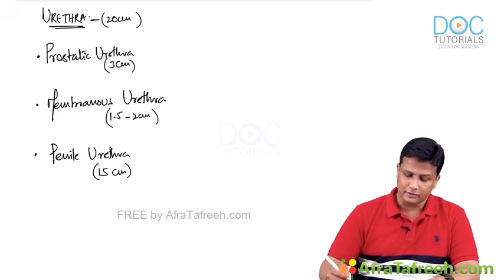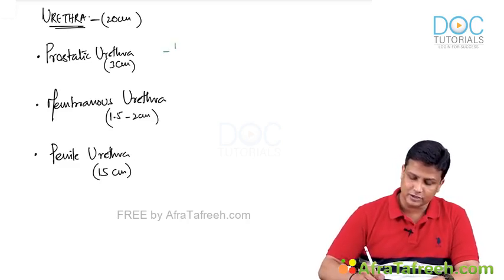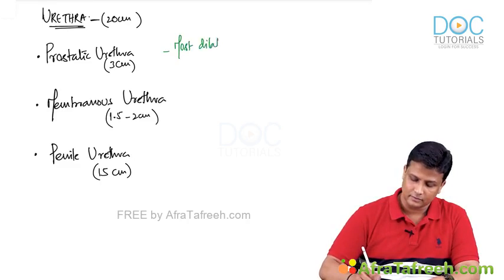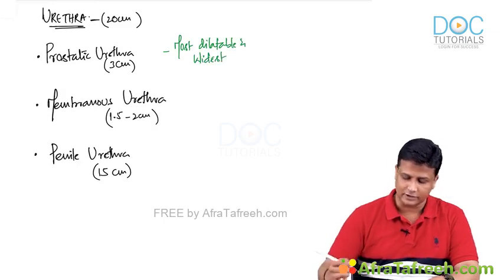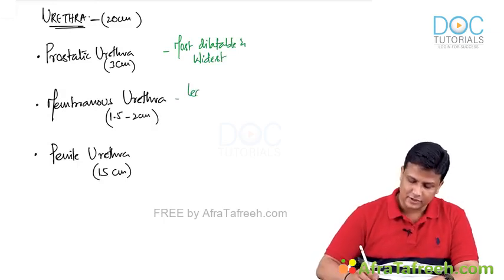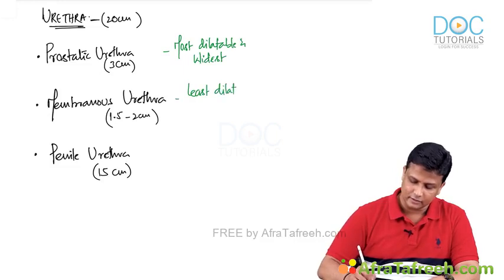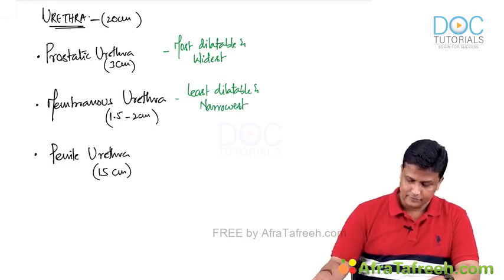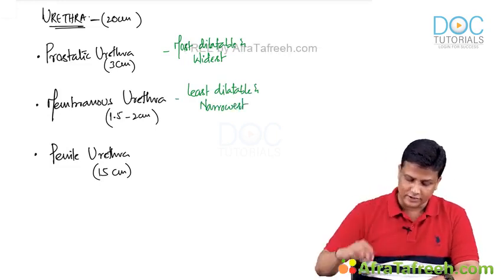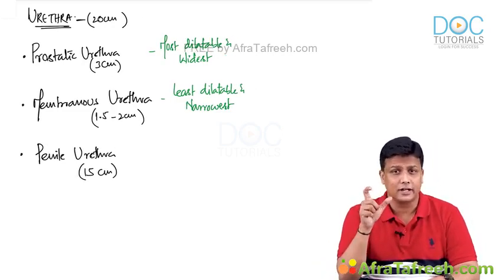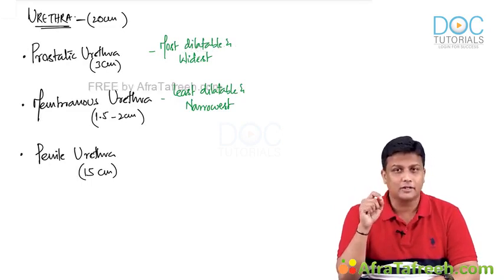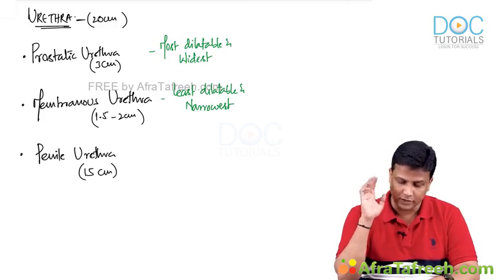Now out of these three, remember prostatic urethra is the most dilatable. It is the most dilatable and widest of all the three. Whereas membranous urethra is the one which is least dilatable and the narrowest. So out of all the three parts of the urethra, that is prostatic urethra, membranous urethra and penile urethra, prostatic urethra is the one which is most dilatable and the widest. Membranous urethra is the one which is least dilatable and the narrowest. Perfect. That is one important point that you have to remember.